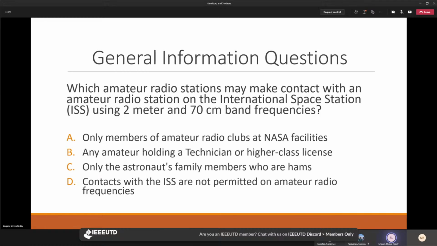Okay, so we'll move on to the second general information question. Which amateur radio stations may make contact with an amateur radio station on the International Space Station, or ISS, using 2 meter and 70 centimeter band frequencies? A, only members of amateur radio clubs at NASA facilities. B, any amateur holding a technician or higher class license. C, only the astronauts' family members who are hams. Or D, contacts with the ISS are not permitted on amateur radio frequencies. So again, I'll give everyone 15 seconds.